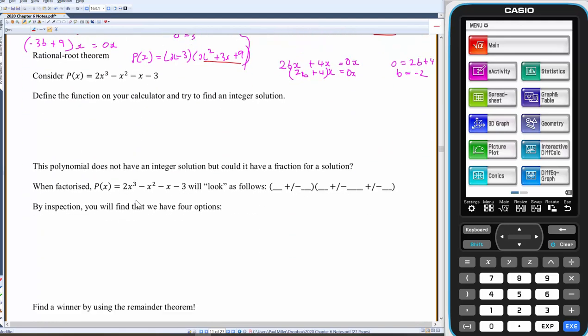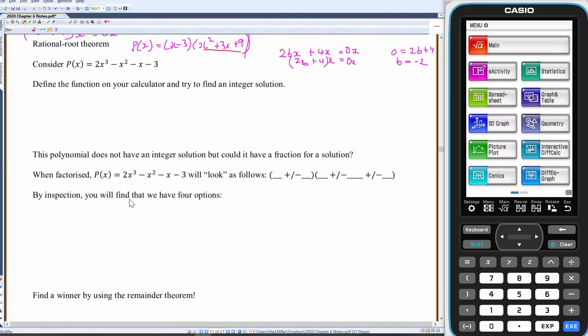All right, now for the final section of factorizing, and it's these problems here called rational root theorem, okay? Now, they won't tell you that it's rational root, but what you want to look for in a problem like this is a non-monic polynomial.